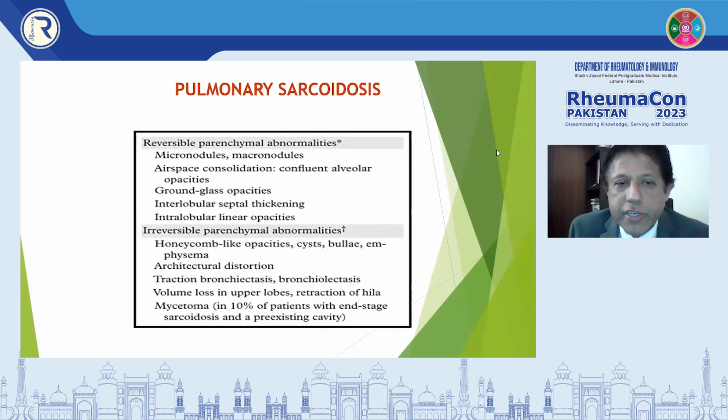When you do an HRCT, these are the important things to remember. There are certain reversible parenchymal abnormalities, such as micronodules, macronodules, and ground glass opacities, and irreversible parenchymal abnormalities, which are not going to change with your medical management, at least: honeycombing, cysts, bullae, emphysema, architectural distortion which has already happened, traction bronchiectasis, volume loss in the upper lobes, and mycetoma, which can be present in 10% of patients with end-stage sarcoidosis.